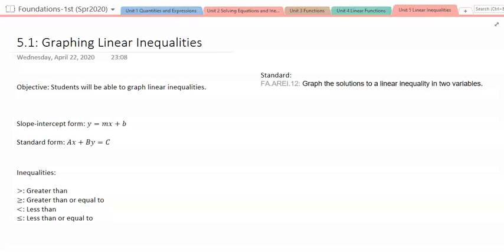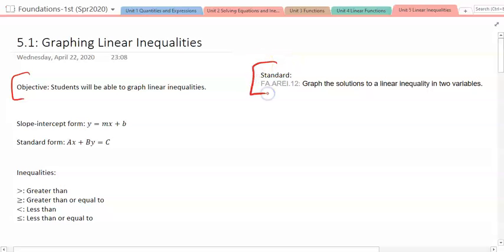All right, so let's look at 5.1 here on graphing linear inequalities. The unit title for Unit 5 is Linear Inequalities. Again, like I said in the announcement video, there's just going to be 3 sections of this. Our objective today is that you'll be able to graph linear inequalities, and I've got 5 examples that we're going to do to show that.